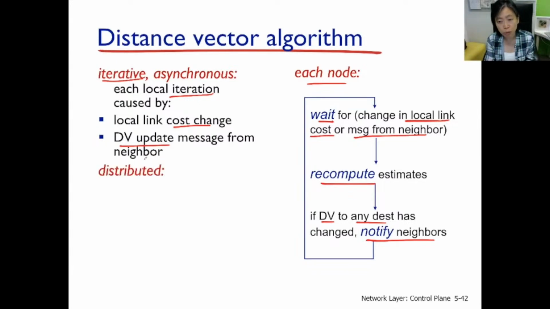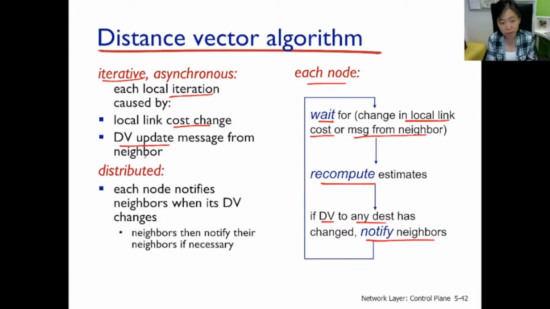It's also distributed because one node can calculate and discover a better route and pass it to another node. So each node notifies the neighbors of a better route, and the neighbors then calculate an even better route and notify their neighbors. So in the end, they converge to the shortest path, but the effort is actually shared, distributed, and contributed by all the routers in the network.